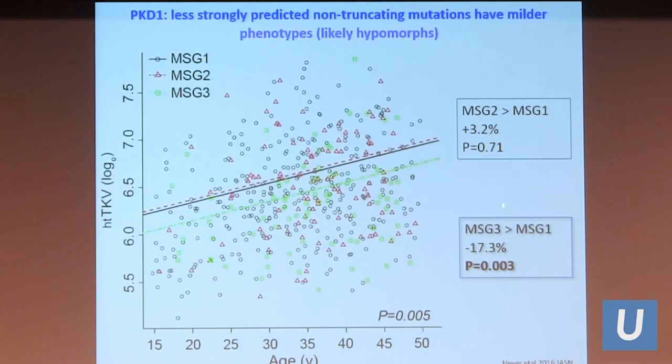And we can see that also if we look at total kidney volume, it's only these mutation strength three ones, shown here in green, which have a lower kidney volume than the truncating and the strongly predicted in-frame changes.